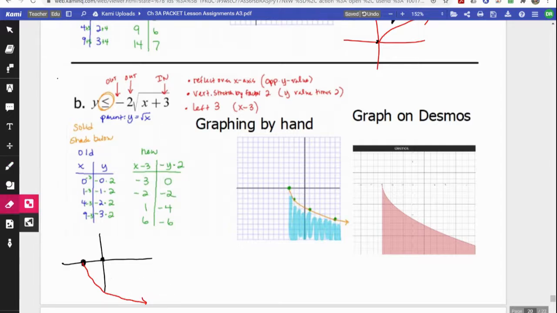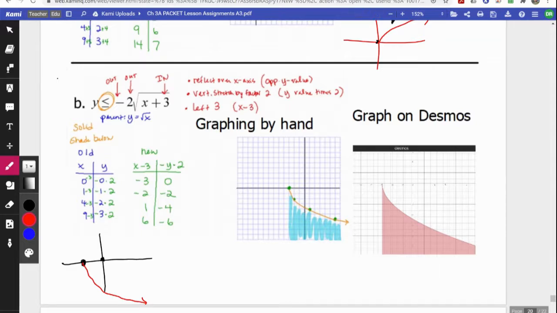Okay, so that's generally what our graph should look like. We need to know our boundary lines. The reason why I kept it a solid line instead of making it dotted is because it's an "or equal to." The "or equal to" means we include any ordered pair that is on the line.